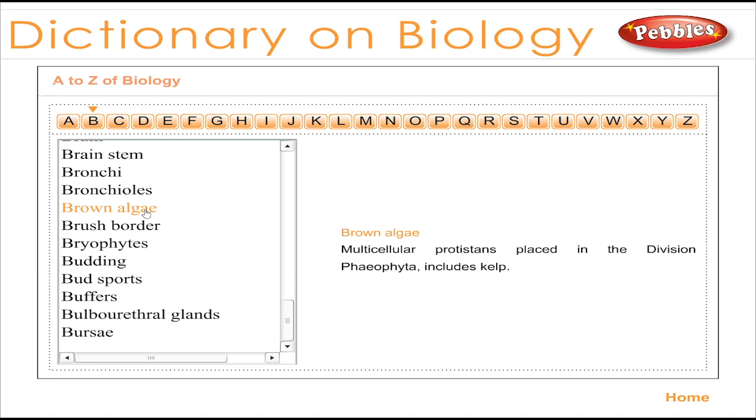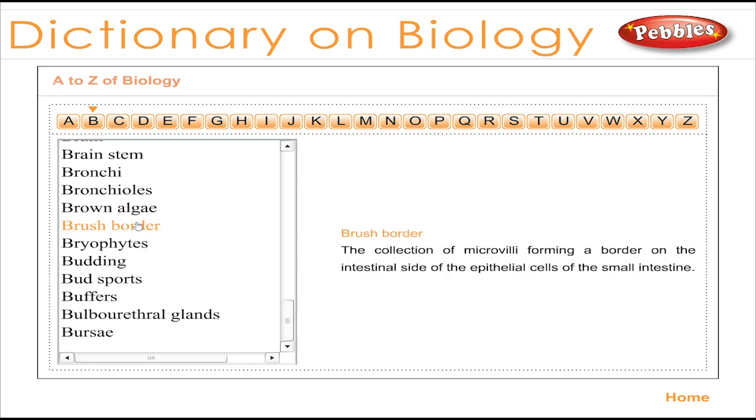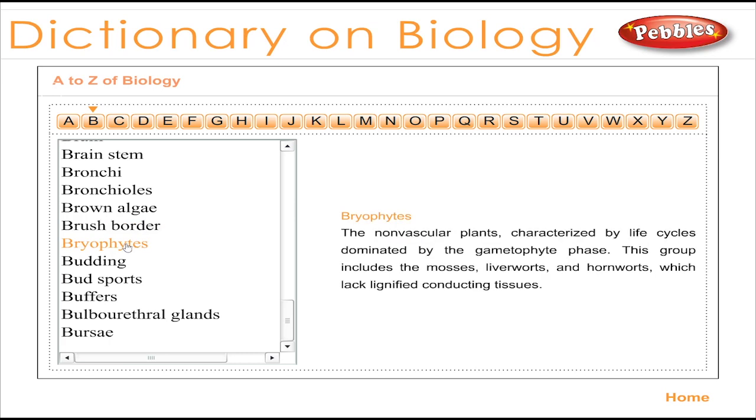Brown algae, multicellular protistans placed in the division Phaeophyta, includes kelp. Brush border, the collection of microvilli forming a border on the intestinal side of the epithelial cells of the small intestine. Bryophytes, the non-vascular plants characterized by life cycles dominated by the gametophyte phase. This group includes the mosses, liverworts, and hornworts which lack lignified conducting tissues.